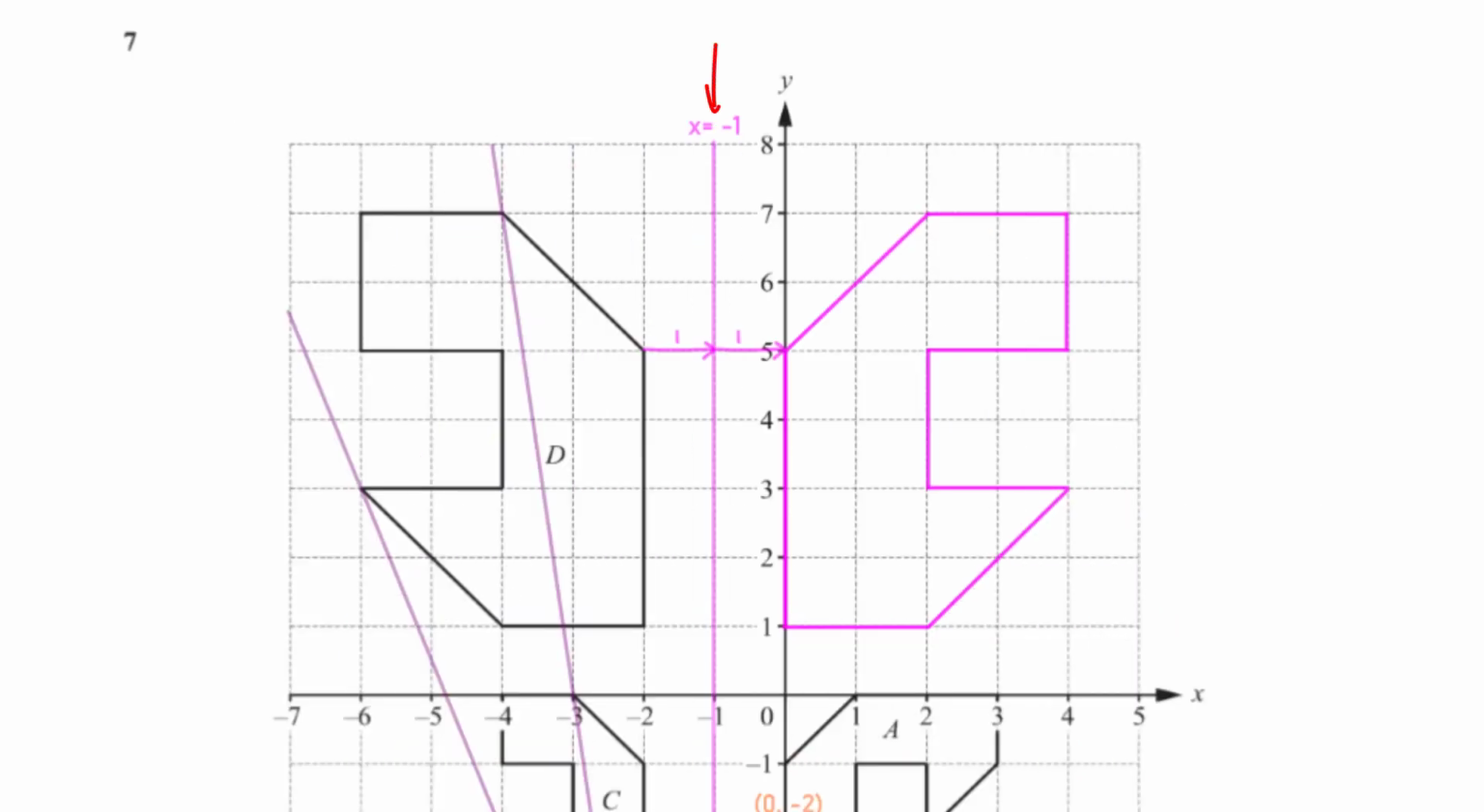On the grid, draw the image of shape D after a reflection in the line x equals -1. First, we draw the line of reflection, which is x equals -1. Then from here, we need to reflect the vertices of shape D in the line x equals -1.